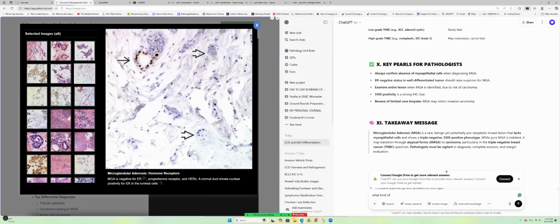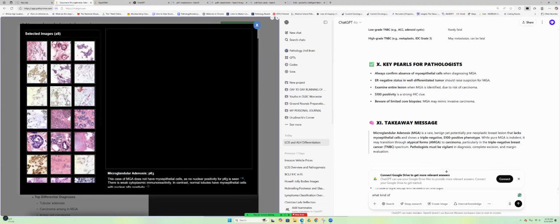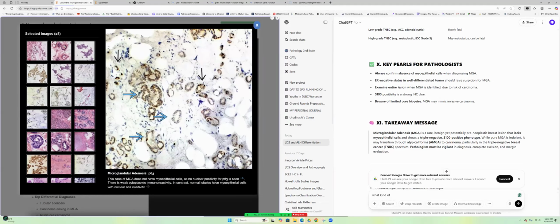This is ER/PR negative. This is the normal duct. Collagen 4 is present. P63 is negative here, weak cytoplasmic immunoreactivity compared to the normal cells with strong P63. This one, P63 will be very weak.